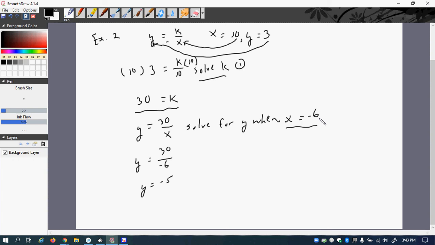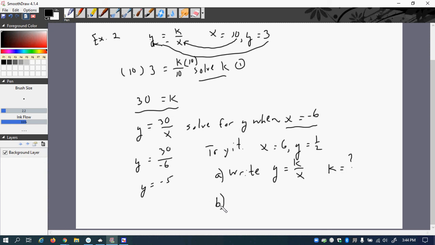So I'd like you to do the try it. The try it is an inverse variation when x is 6 and y is a half. The first thing I want you to do is write the equation that represents the inverse variation. So write it with these values, solving for k. So y is equal to k over x. What will k be?